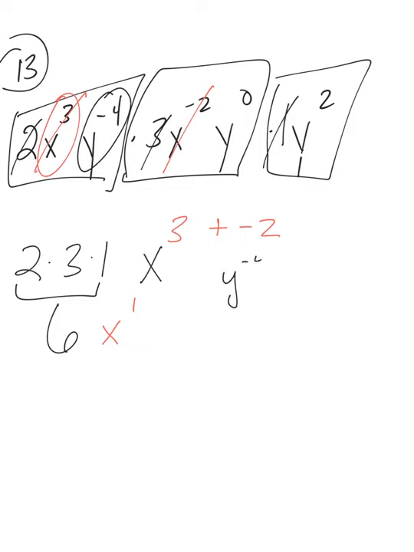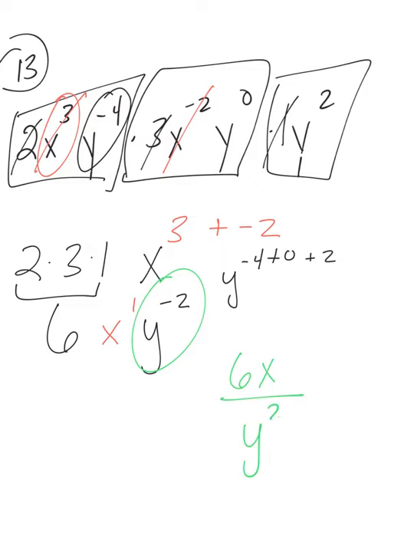What else do you have? 0. Do you have any more? Plus 2. So add all that. Negative 2. Can I leave a negative 2 on the y? No. So what should happen to this guy? It goes on the bottom. So you have 6x on top, y to the second on the bottom.